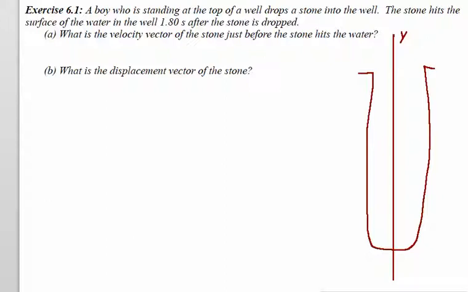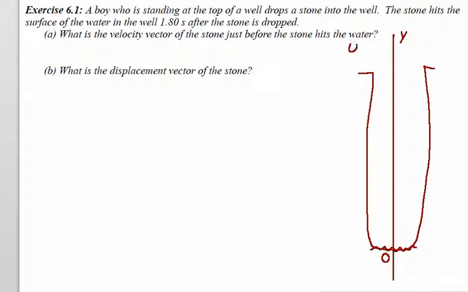And now you need to define an origin. So you can choose this, or you can choose the bottom of the well. It's up to you. I will choose the bottom of the well as my origin. Well, actually, no, I'm going to use the surface of the water. So this is the water level in the well. This is going to be my origin.